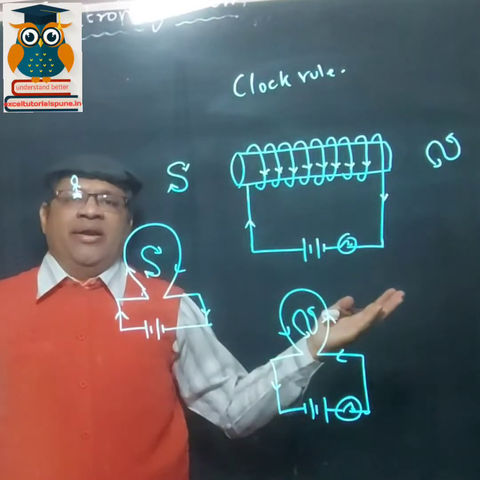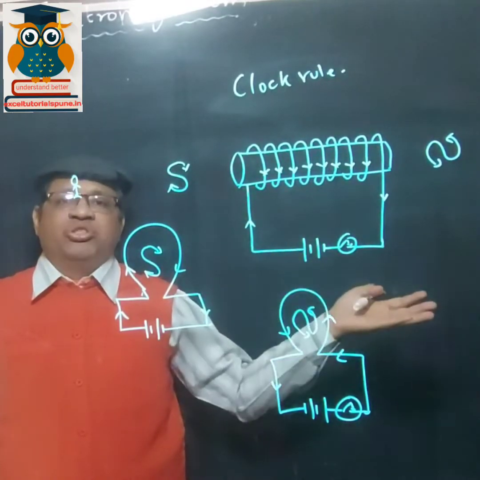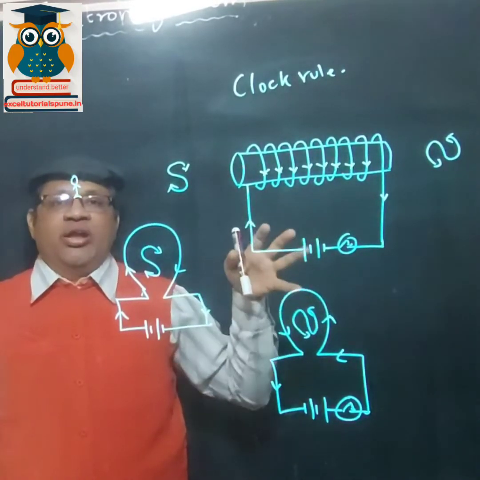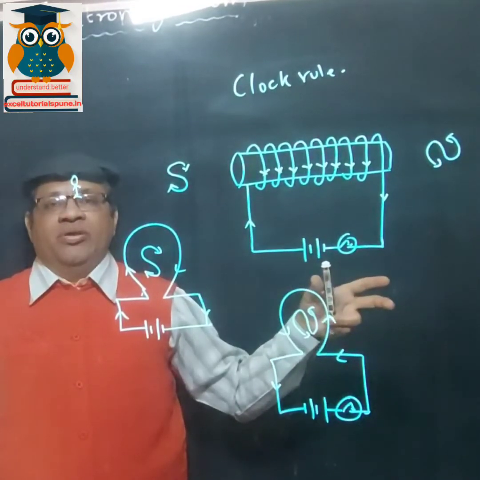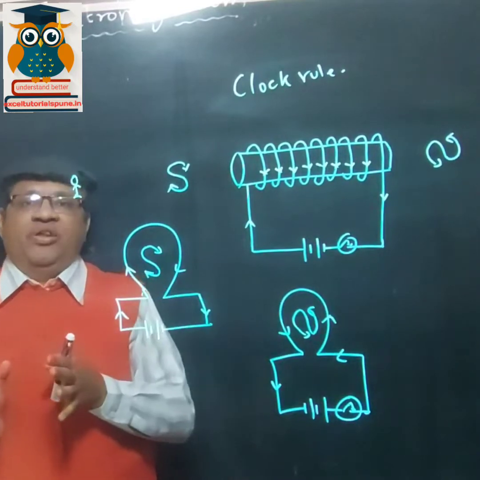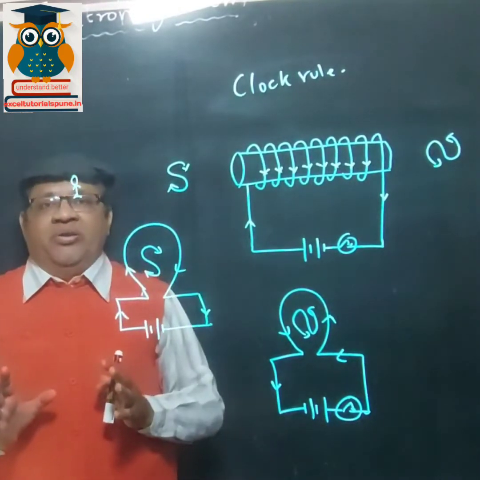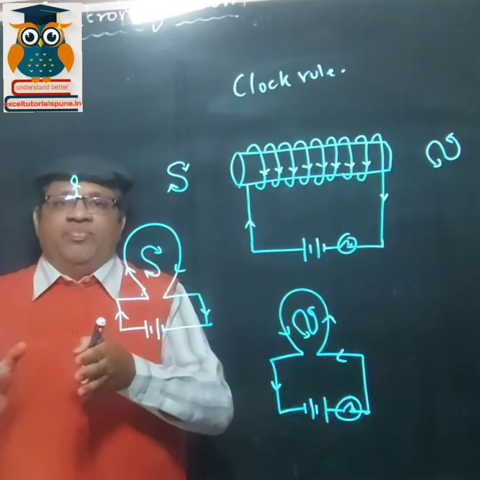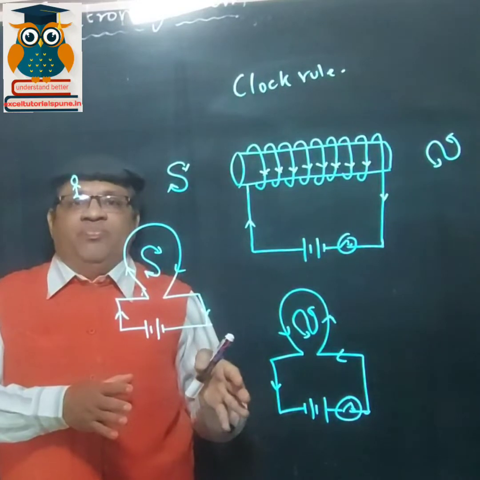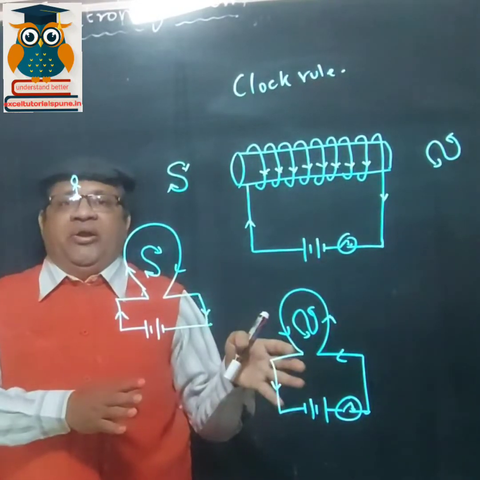Whereas permanent magnets are made up of steel. Okay, why are they made up of steel? Just the opposite of this, so that they can retain the magnetic property for a longer time. So we should know the difference between an electromagnet and a permanent magnet. An electromagnet is made up of soft iron. A permanent magnet is made up of steel. In an electromagnet we can change the polarity. In a permanent magnet we cannot change the polarity.